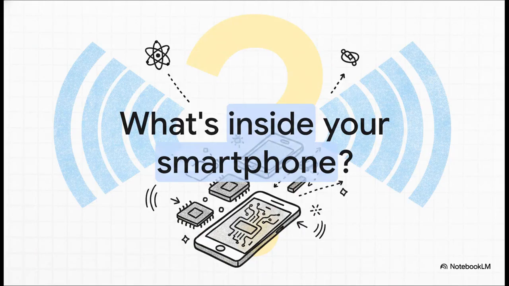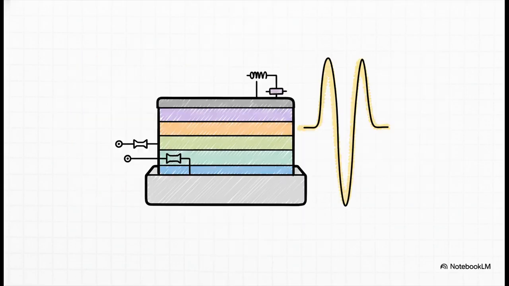I want you to think about your smartphone for a second. You might even be watching this on it right now. On the outside, yeah, it's just a sleek piece of glass and metal. But what's really going on inside? What makes it all work? Well, the magic is all in the stuff you can't see.